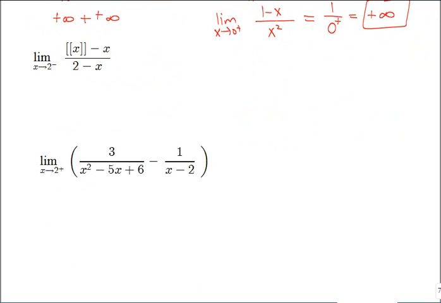Okay, let's try another example here. This one has that greatest integer function in it. So I'm going to use my limit laws here and take the limit of the numerator, which is a difference, and take the limit of each piece and subtract, and I'm going to take the limit of my denominator. So let's see if we can figure out what some of these limits are. Let's find the limit of just this greatest integer function first.